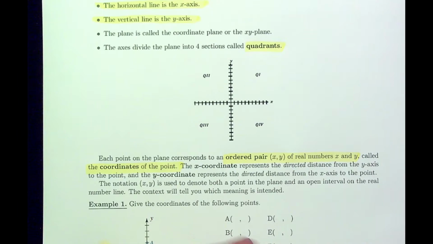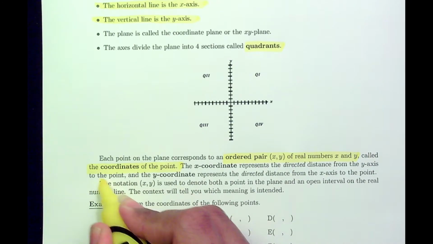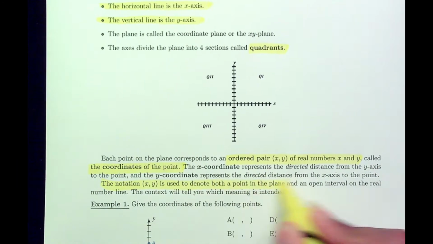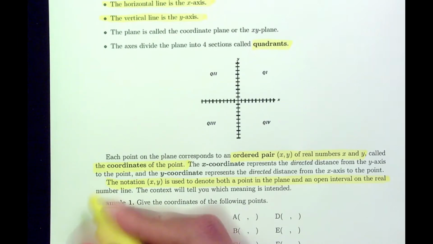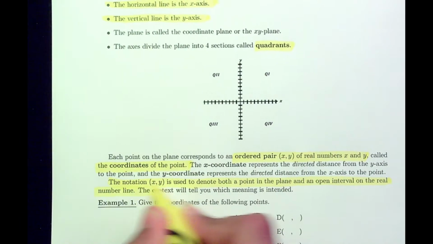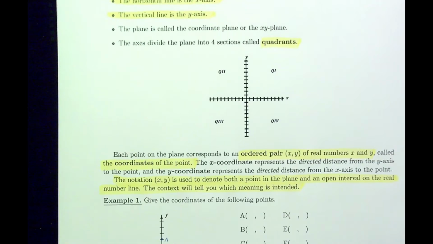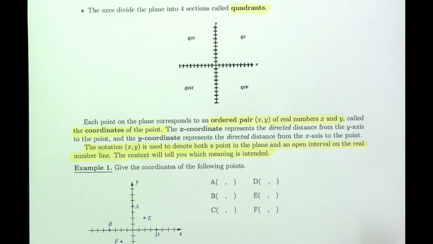All right, and note it's peculiar that we use the notation parentheses x comma y. That notation is used for both to denote a point in the plane. So it could represent the coordinates of a point in the plane, or it could be an open interval. So how do you know which one is which? Only the context will tell you what we're talking about. Are we talking about a point? Are we talking about an interval? Only the context will let you figure it out.